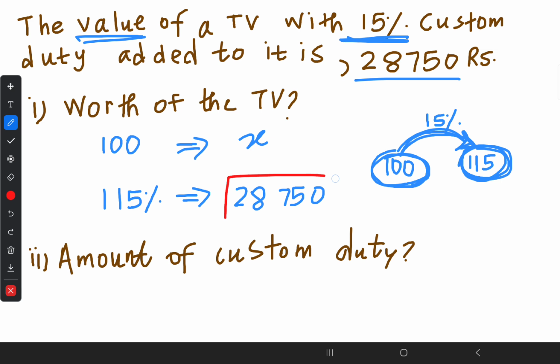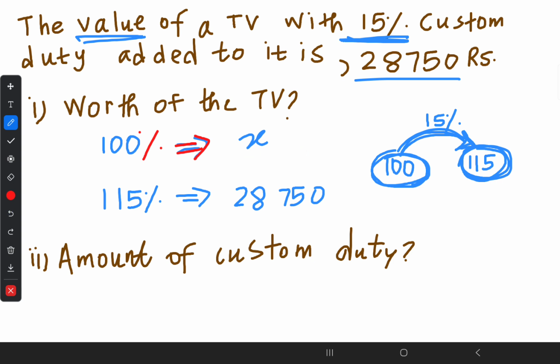In this 28,750 you have the original worth of the TV plus tax. So that's the standard 100 plus 15, 115. This 115 percent is equal to this 28,750. So you need to find 100 percent, which would be the original worth of the TV.